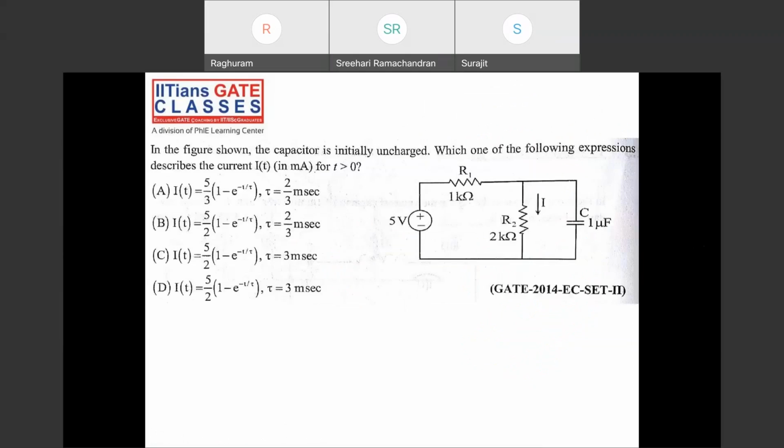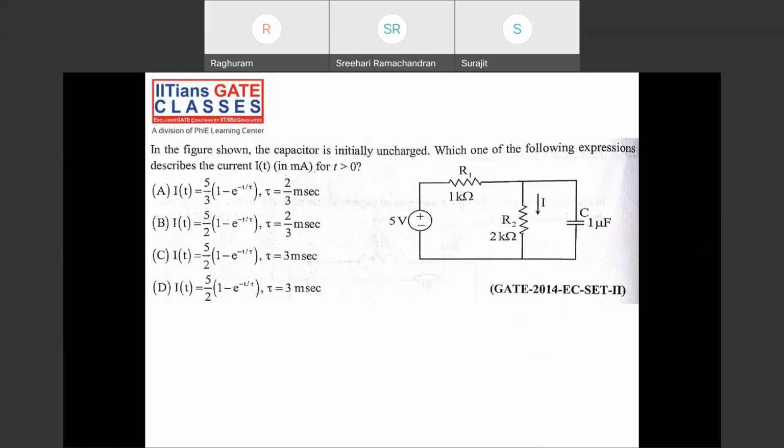Try to solve this one. It's a GATE question, a 1 mark question. It's a direct question. In the figure shown, the capacitor is initially uncharged. Which one of the following expressions describes the current I of t in milliamperes for t greater than 0?